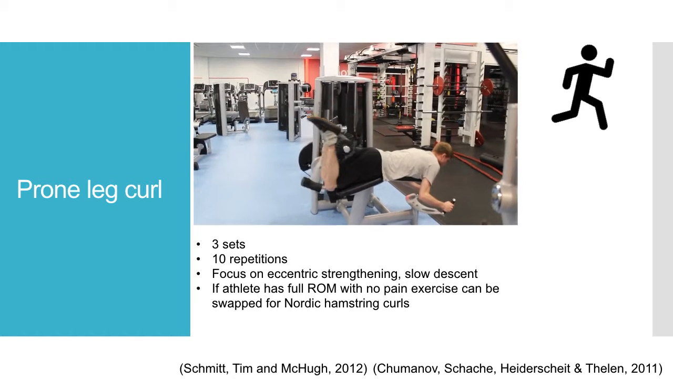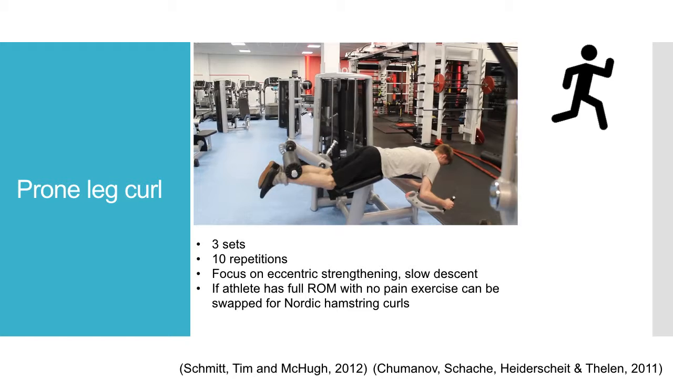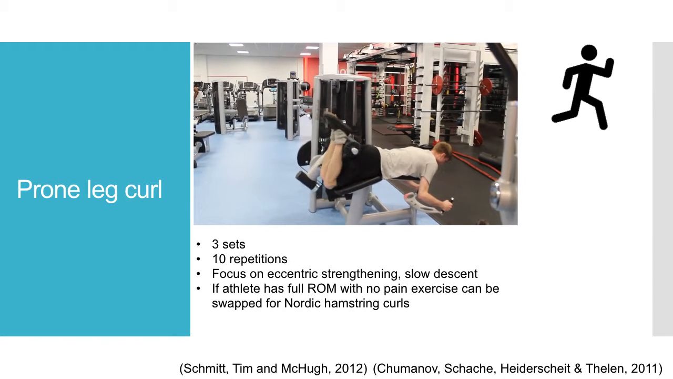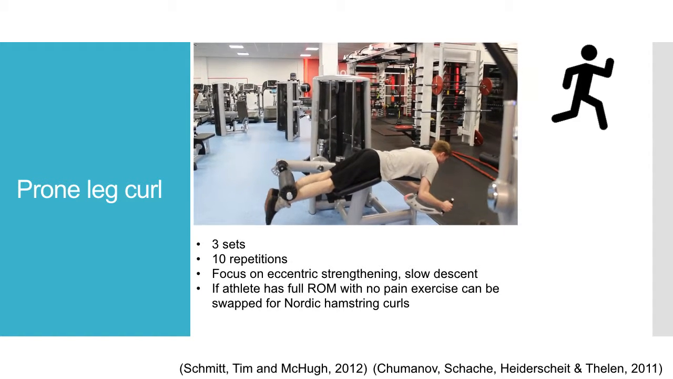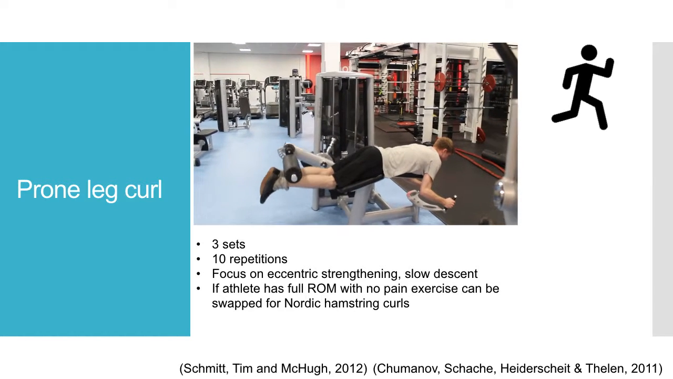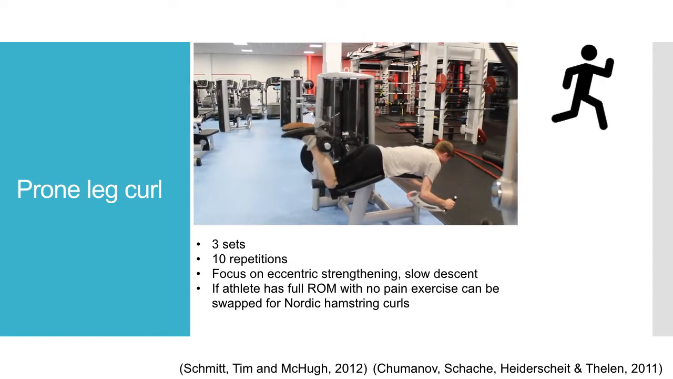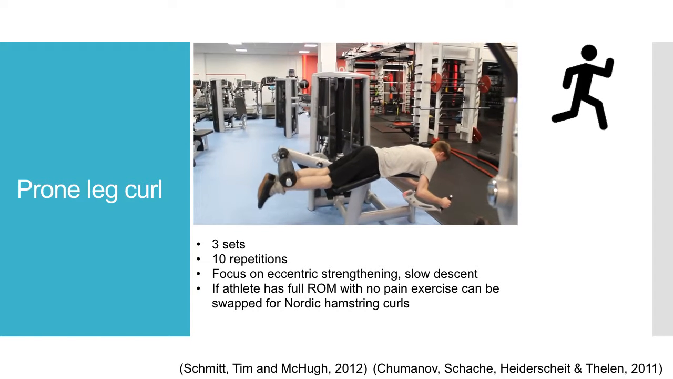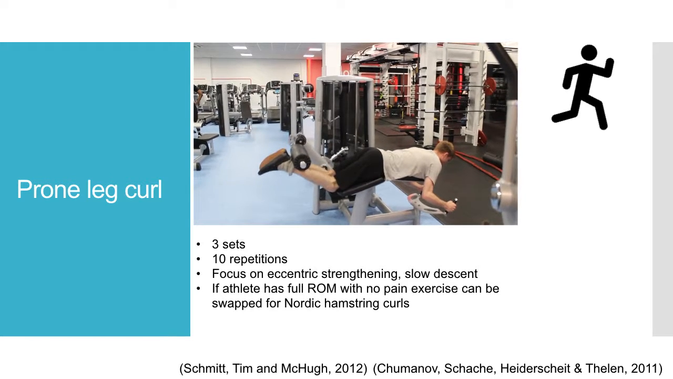The prone leg curl exercise has been added to this plan to focus mainly on the eccentric strengthening of the injured muscle. Chumanov and colleagues, 2011, found the hamstring to be the most susceptible to injury during the terminal phase of sprinting, just before the hamstring is at full length. As shown in the icon, the hip is flexed and the knee is in the process of extension to place the foot on the ground. Because of this, Schmidt, Tim and McHugh, 2012, concluded that lengthened eccentric training may increase the end range strength, resulting in fewer injuries.